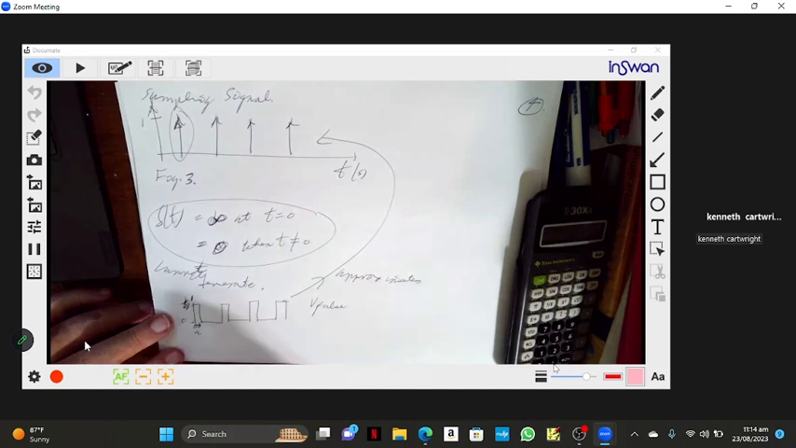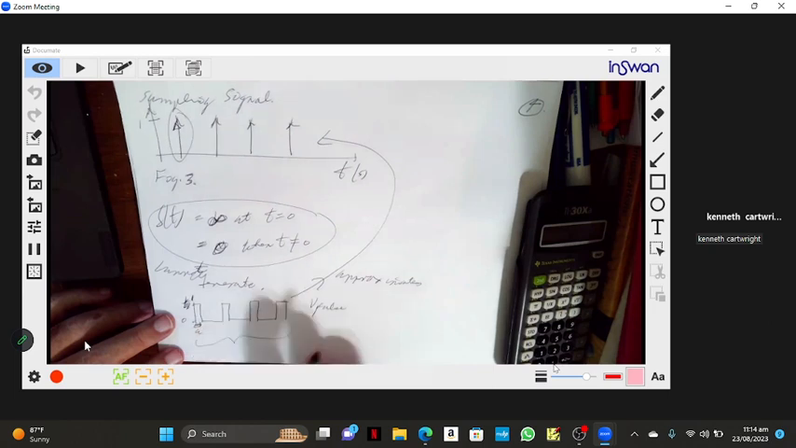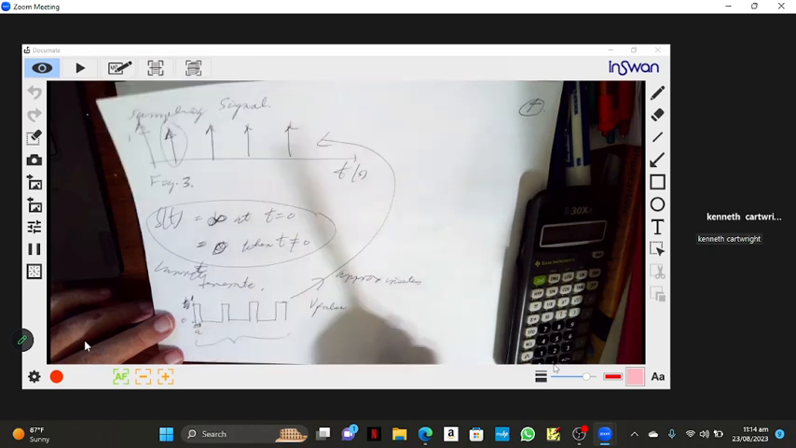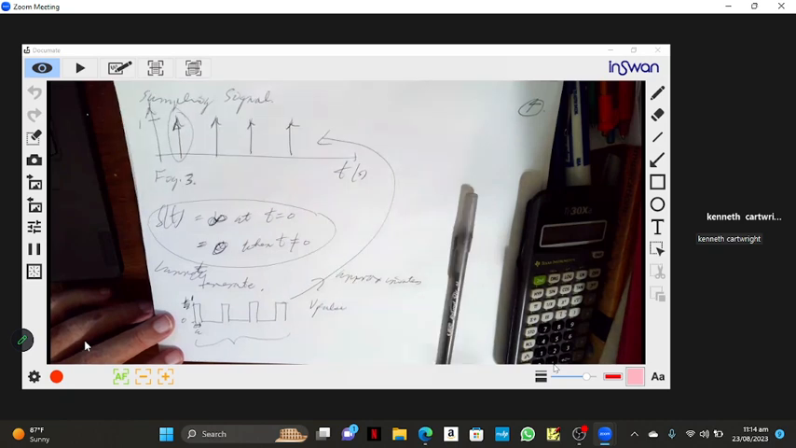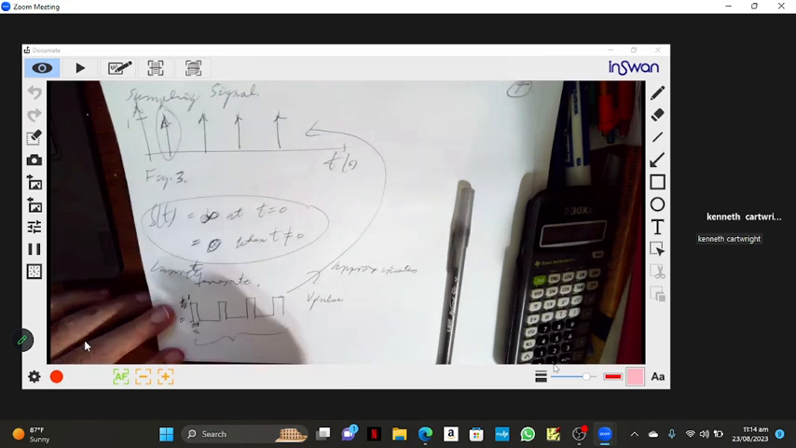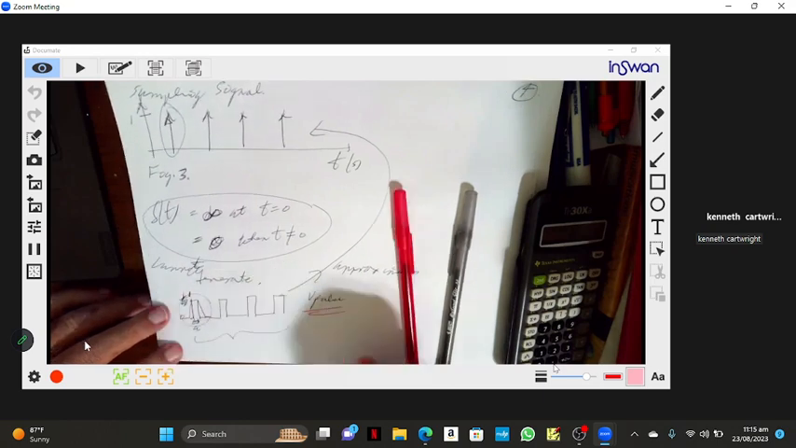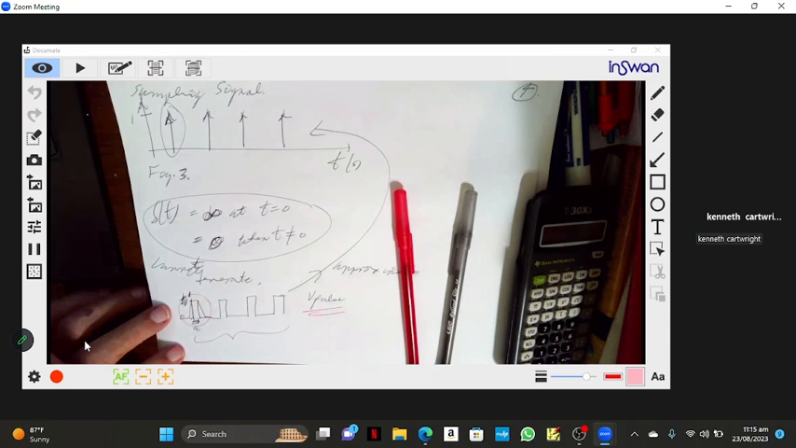This waveform can be approximated in PSpice, except that this rise time can't be infinite. So V pulse gives us the red. Let's go back and look at V pulse again.